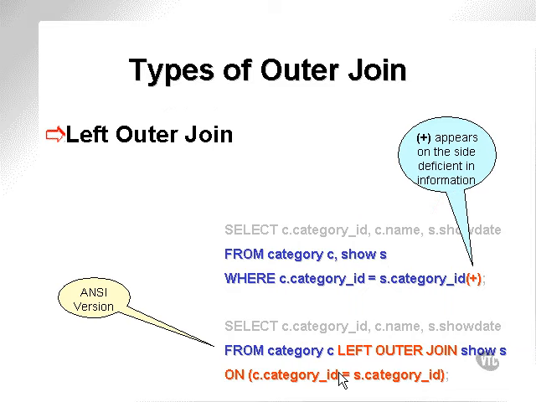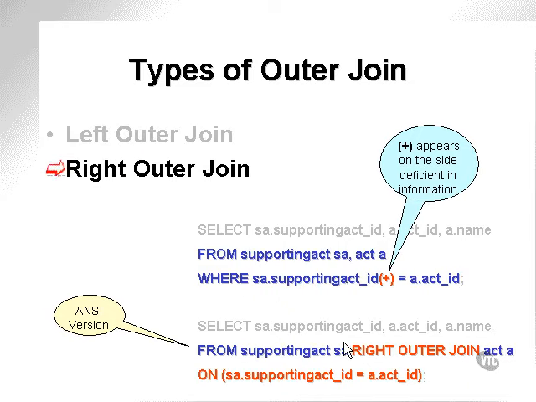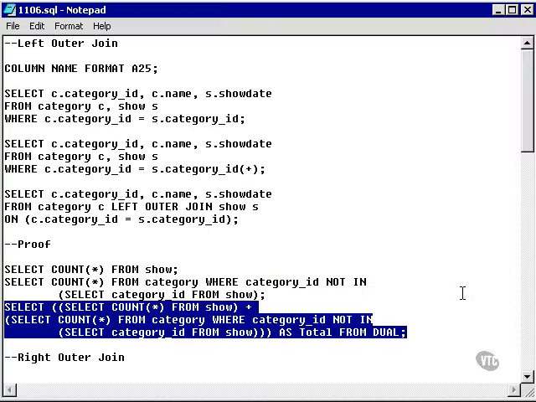It's important to note that I could have simply changed the order in which I retrieved from these tables in the left outer join example and called it a right outer join. I could simply have taken s.category_id and placed it on the left and c.category_id and placed it on the right. I could have done a similar thing with the ANSI form. But we'll stick to another example. Now let's look at some examples for the right outer join with this statement we have here.